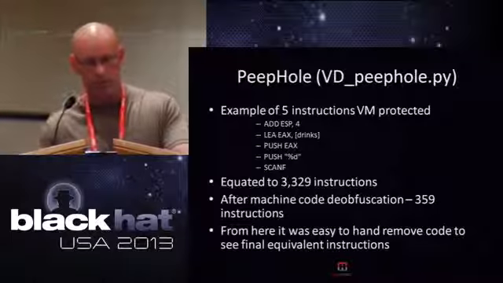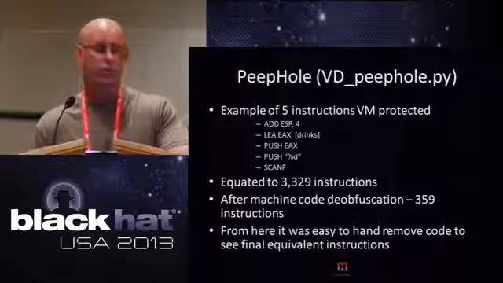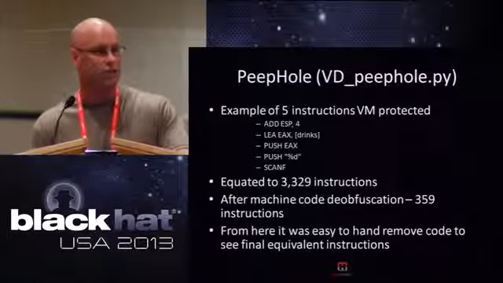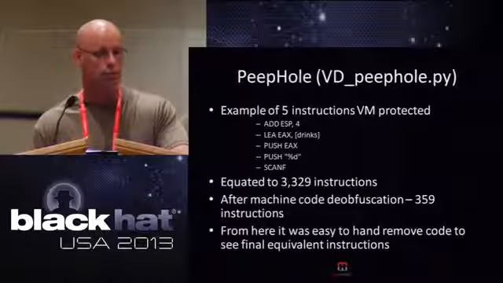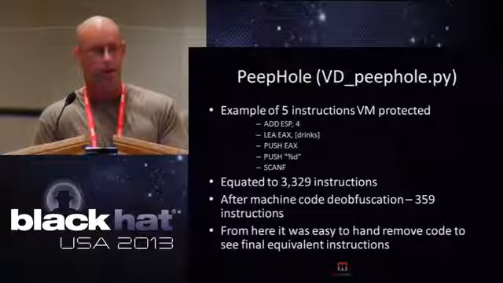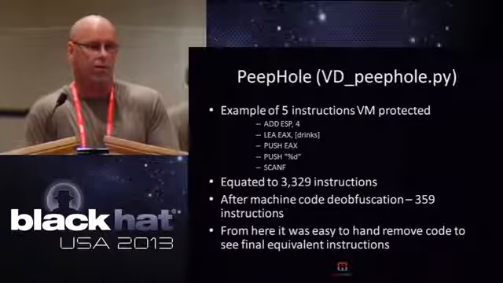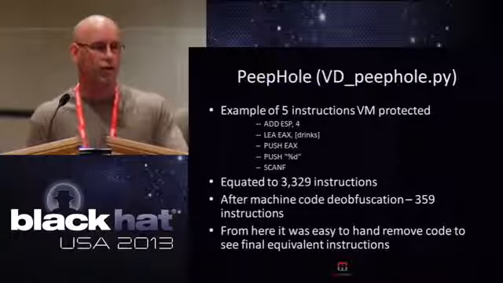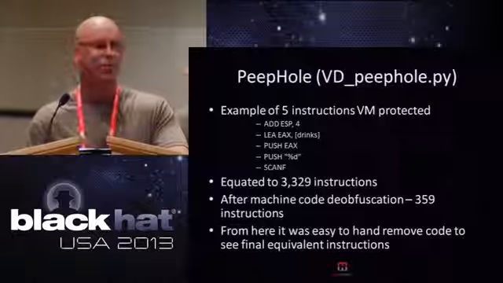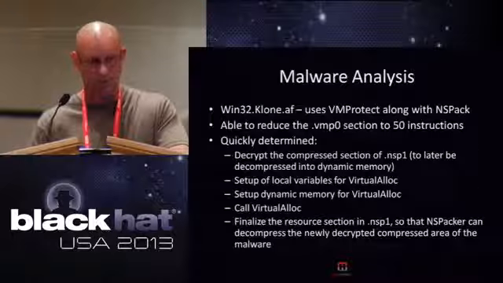Here's 5 instructions that were the original instructions that were protected. After removing the virtual machine, there were still 3,329, just to represent these 5 instructions, and all of that was code obfuscation. After running the peephole tool, I got it down to 359. The reality is I could probably get it even tighter, but I was running out of time, so it was good enough. But the point was I was able to reverse those 359 really quick and say it was equivalent to these instructions. So I'm having a good time at that point.